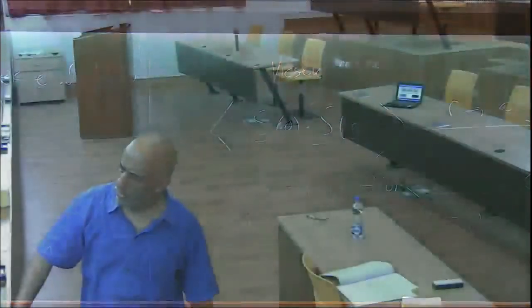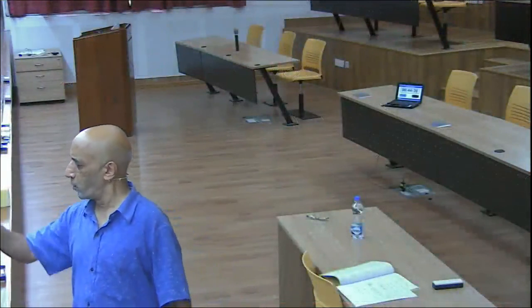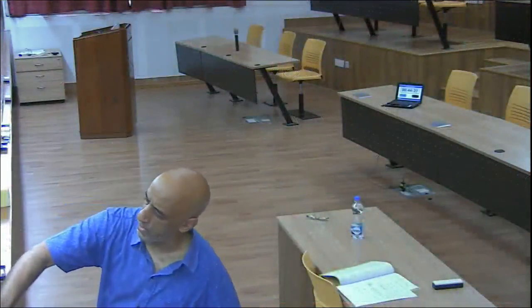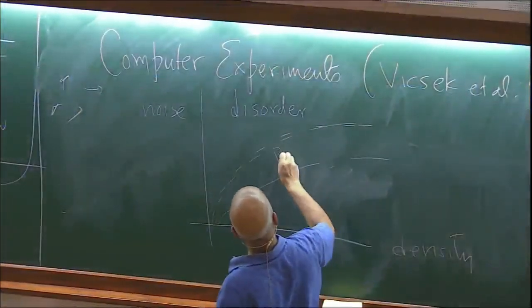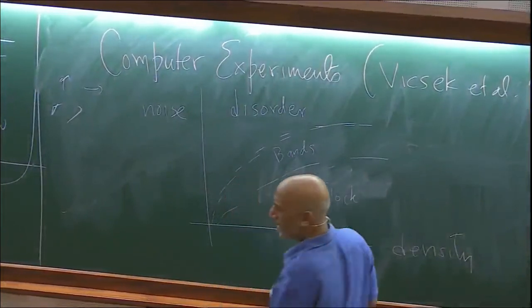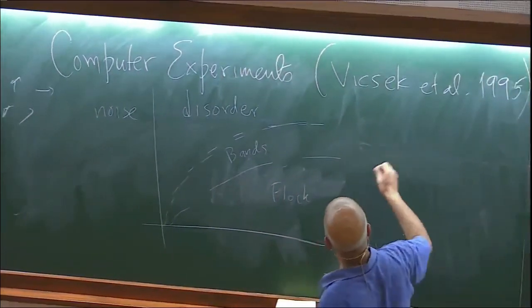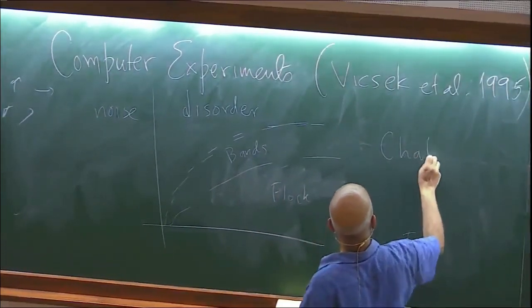the truth of the matter is even more complicated. It turns out that actually, if you do much more careful numerical studies, there are two transitions. There's disorder, there's bands, and there's conventional flock. I don't know if we'll have time to get into this. Okay, you read about it. And this is due to studies by Chaté and group.